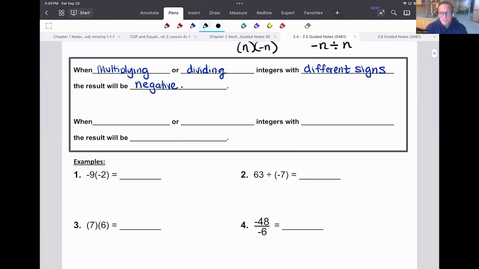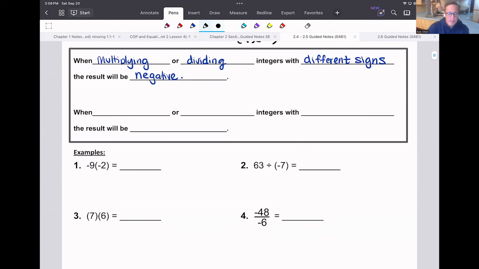It has nothing whatsoever to do with the absolute value. Absolute value does not matter. All right.